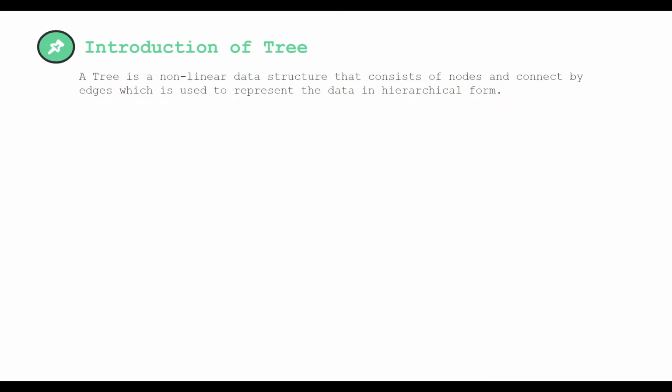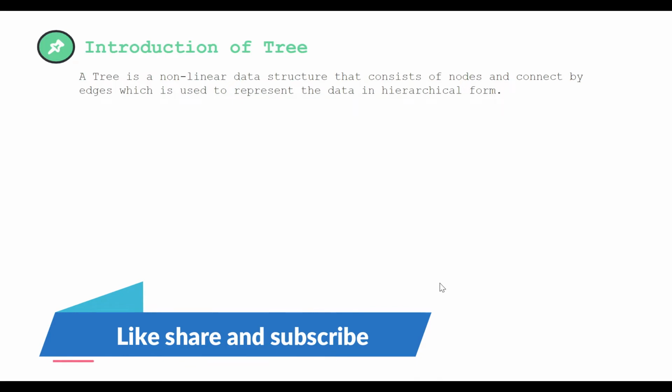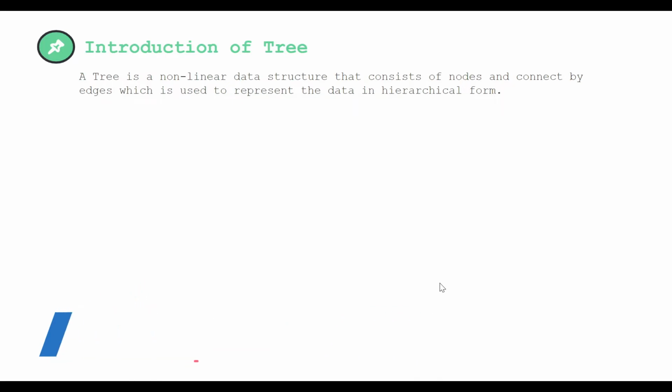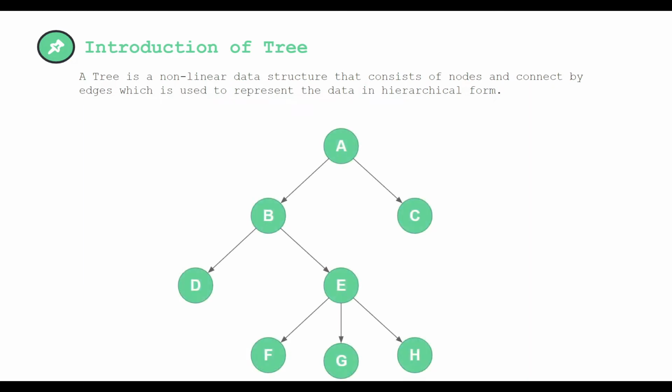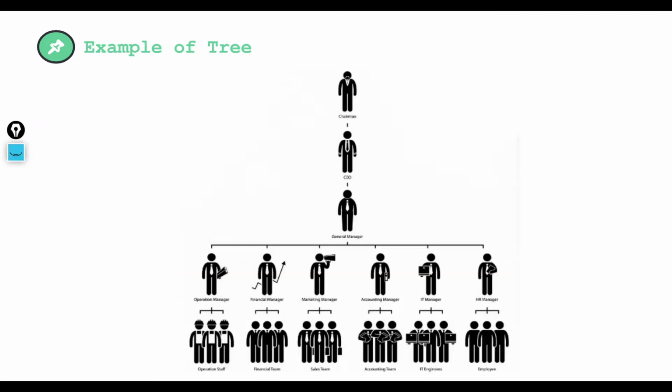A tree is a non-linear data structure, as we discussed already. It consists of nodes connected by edges, which is used to represent the data in hierarchical form. I know it's a little difficult to understand just by the definition, so let me show you the pictorial representation of a tree along with an example. So this is a graphical representation of a tree. Now let's discuss more about it with the help of an example. This example is specific to the employee relationship in an organization, how they are forming a tree of employees in the organization. Let's discuss that.